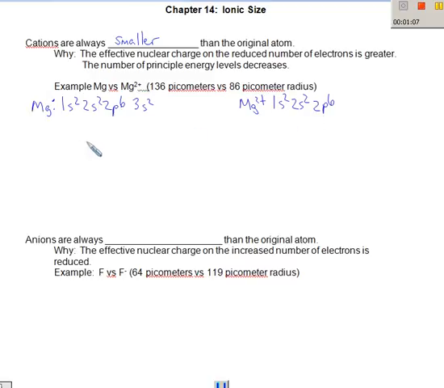Let's go ahead and draw the Bohr models for each of these. They're both going to have 12 protons in the nucleus. So let's go ahead and put those in. So 12 protons, 12 protons. Okay, let's put the principal energy levels around each nucleus. So we're going to have a total of 3 principal energy levels around neutral magnesium.